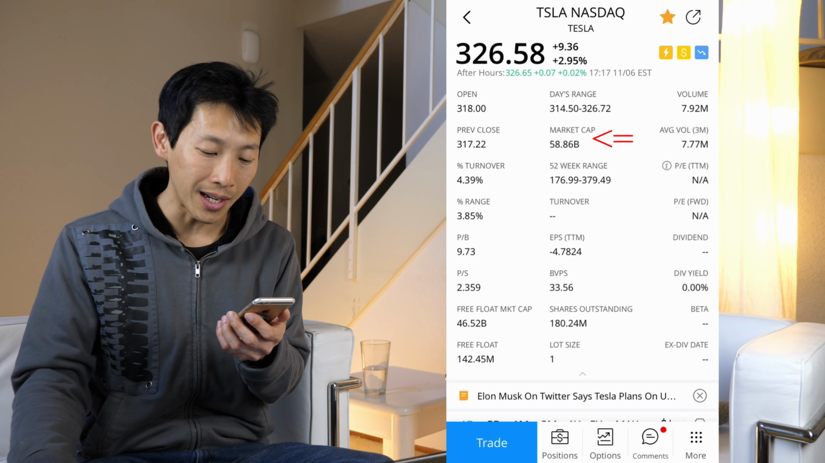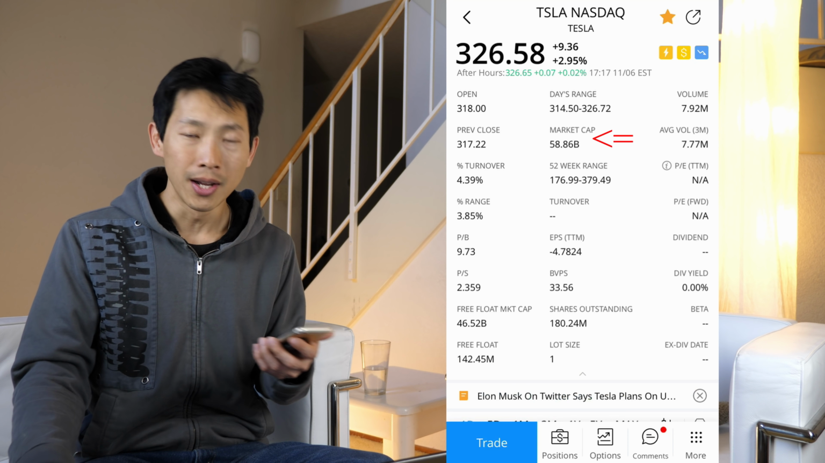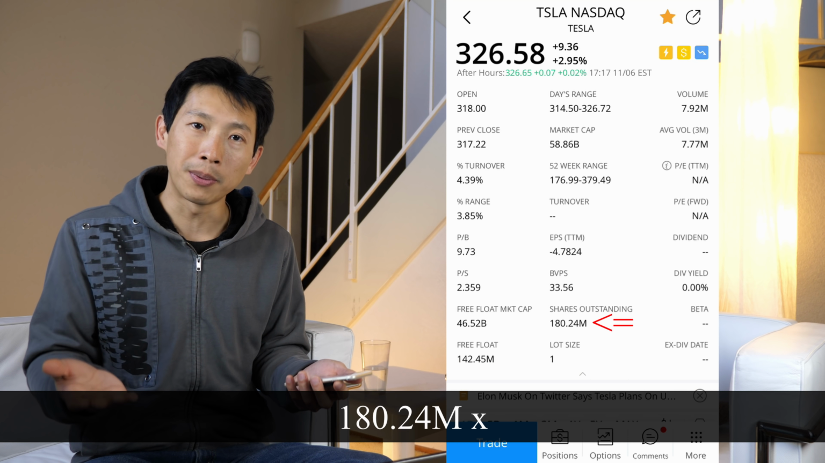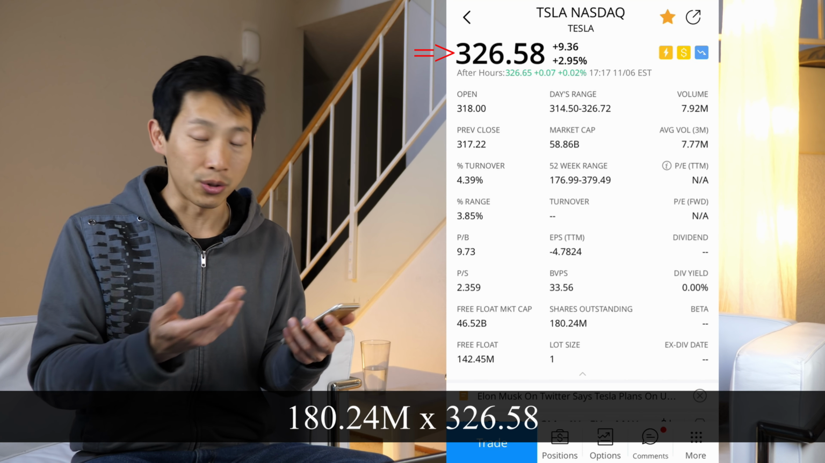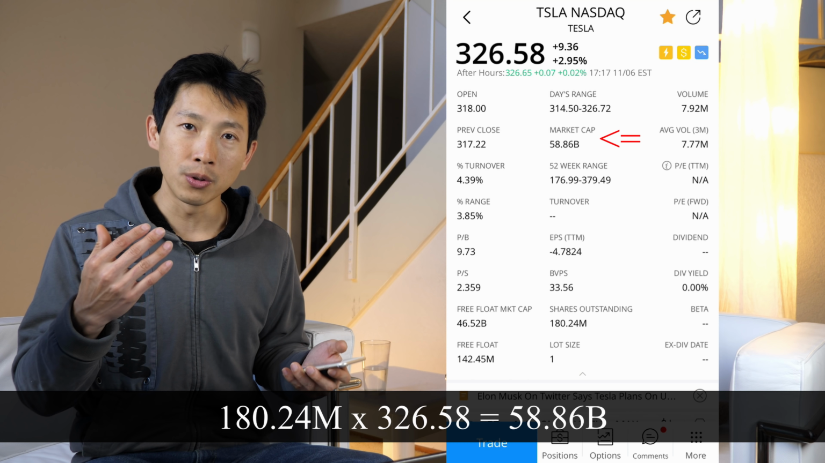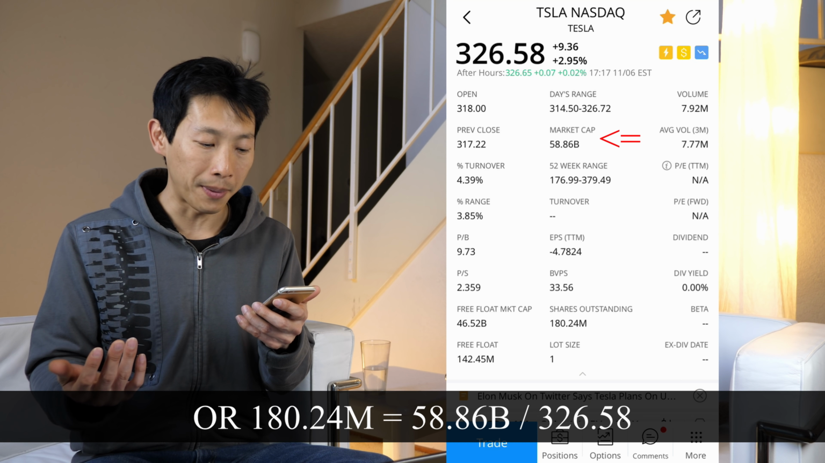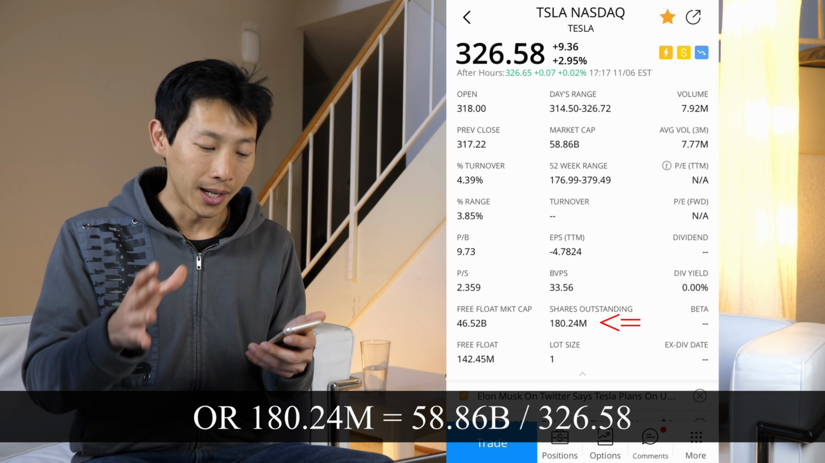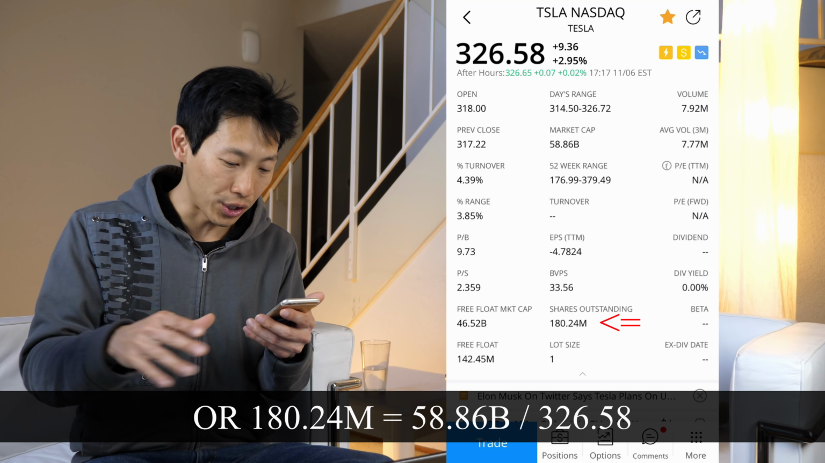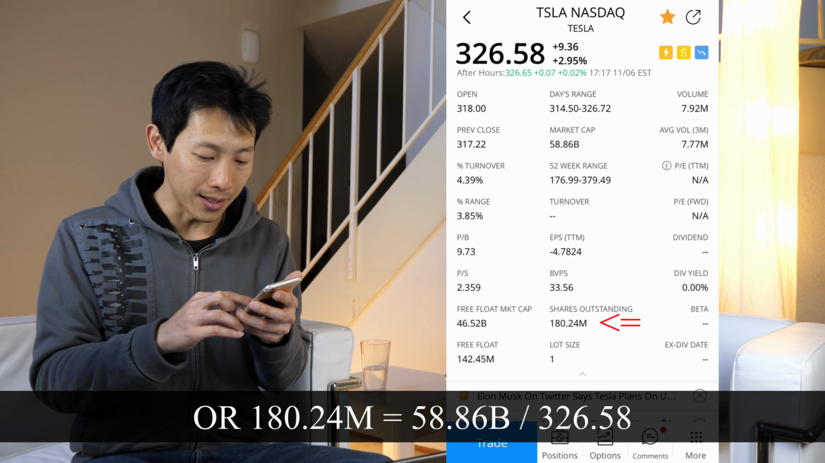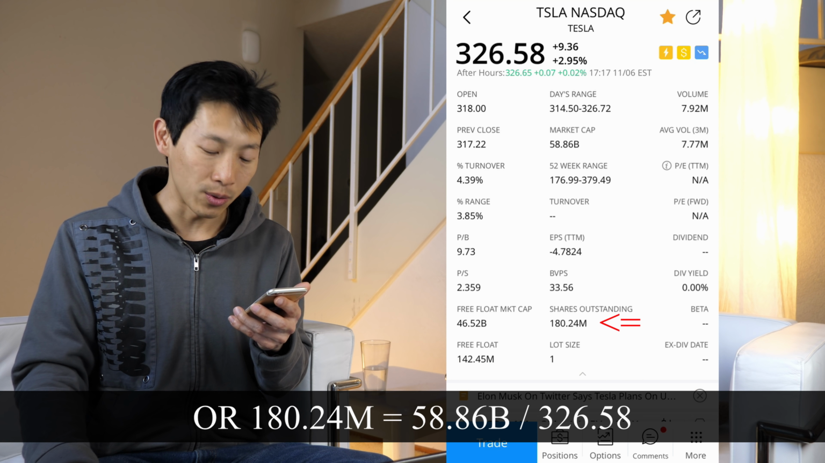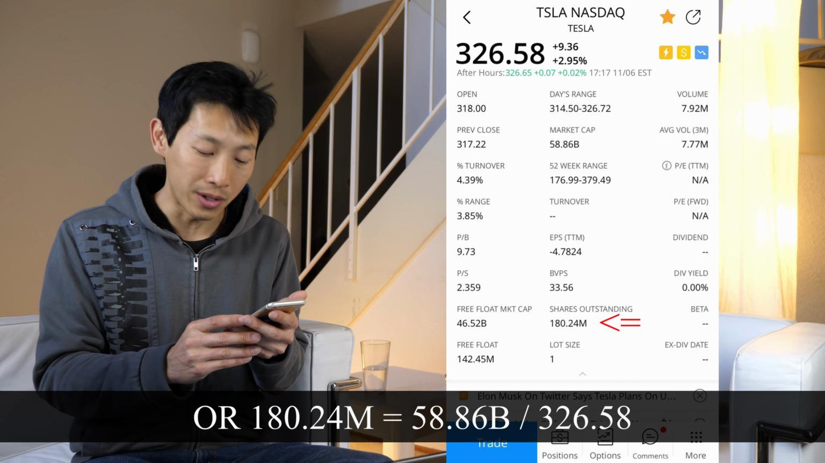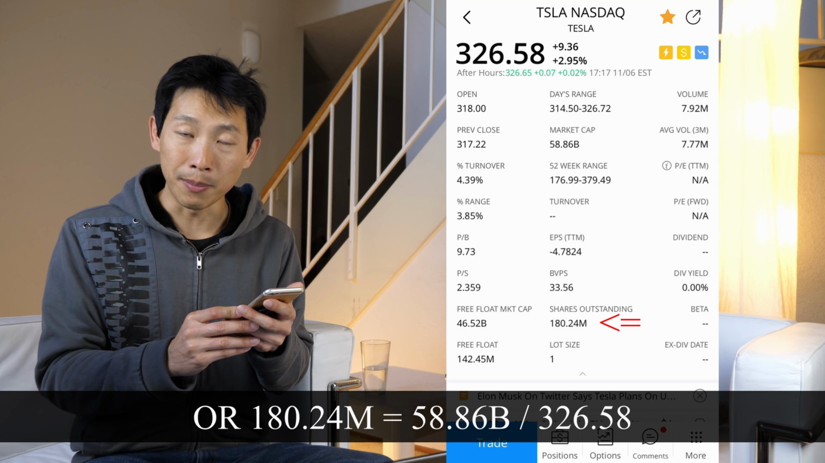The market cap is $58.86 billion. How do you get the market cap? It's the number of shares that are issued with this stock multiplied by the cost of each share, which is $326. So if you take the market cap, $58 billion, divided by $326, you're going to get the number of shares that is issued for this particular stock. If you look down a little bit over there, it says shares outstanding. That is 180 million shares. So, if you do the math, that is exactly what it's going to be. If you divide 58 by 326.